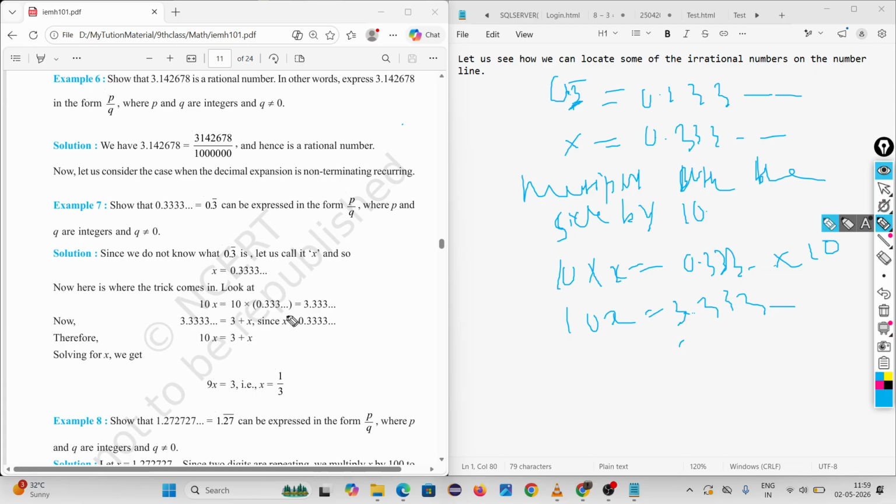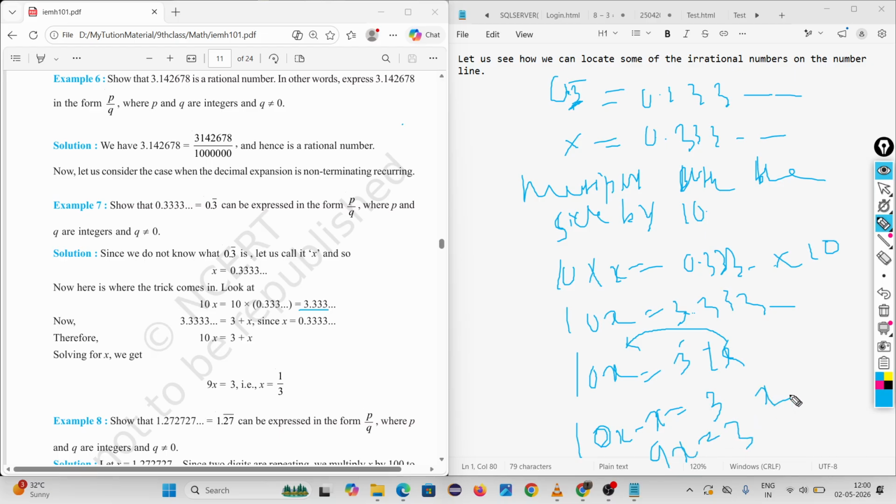Then we come to this point. 3.333 equals 3 plus x, since x equals 0.3333. That means I can write 10x equal to 3 plus x. If I bring this x to this side, 10x minus x equals 3. 10x minus x is 9x. So 9x equals 3. Then x equals 3 by 9, and if I simplify it becomes 1 by 3.